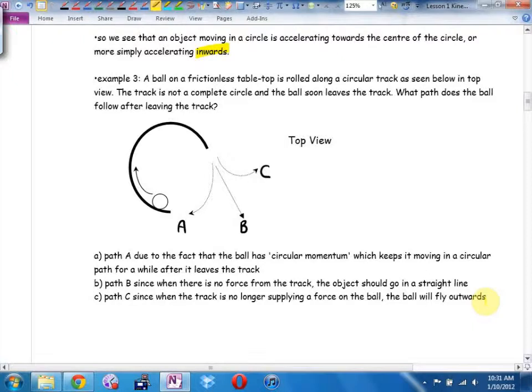Who says path A? 1, 2, 3, 4, 5, 6, 7, 8, 9, 10, 11, 12, 13, 14, 15, 16. Who says path B? 1, 2, 3, 4. Who says path C? All right, convince me that you're right or that someone else is wrong.